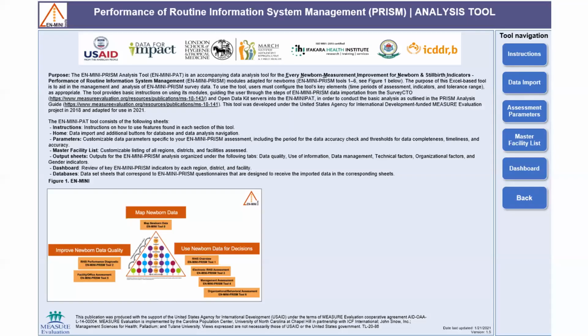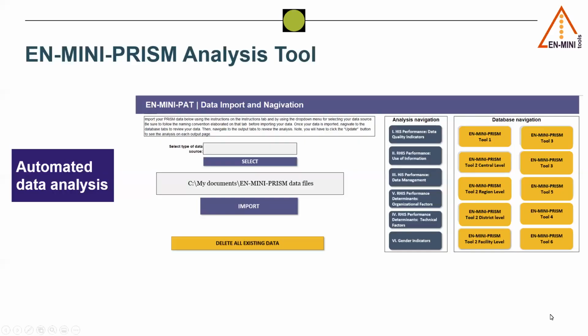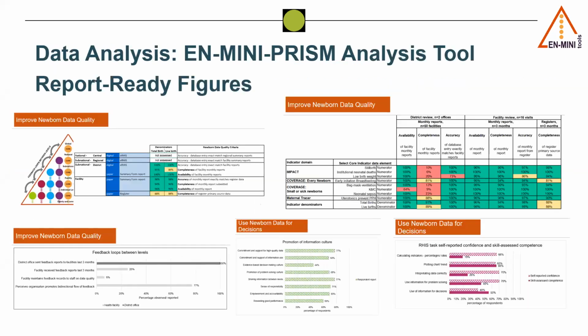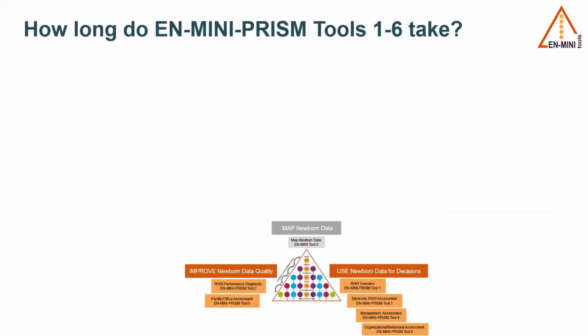Both improve and use data are analyzed through the EN-Mini PRISM analysis tool. This has been designed in partnership with Barb Nittel from D4I. The data from the Survey CTO platform is uploaded into this macro-enabled Excel, which generates detailed tables, heat map summary tables, as well as report-ready figures. And we'll show you examples of these analyses later in this presentation.